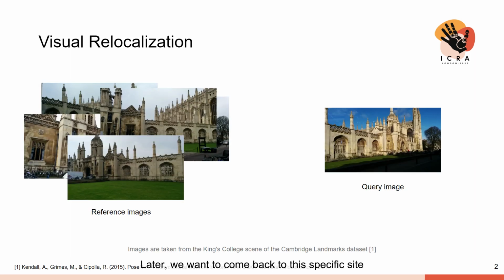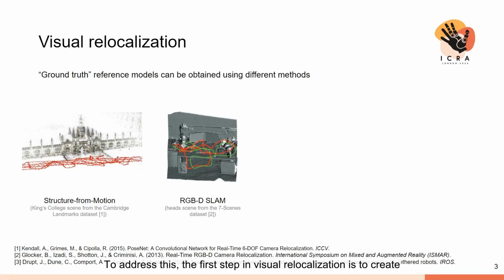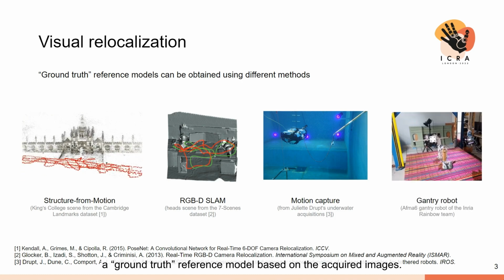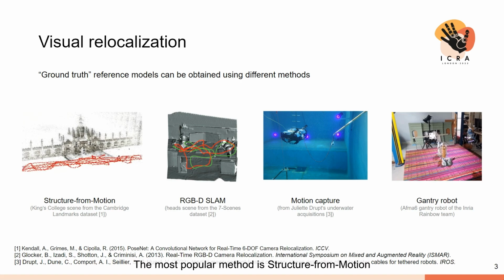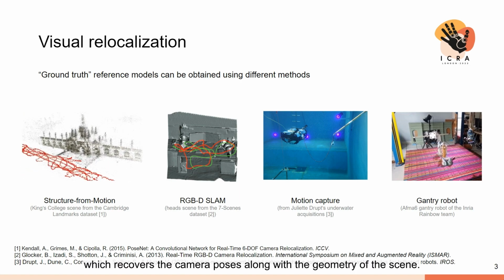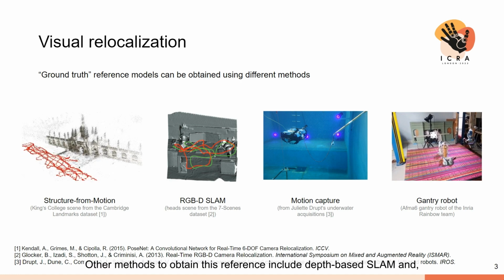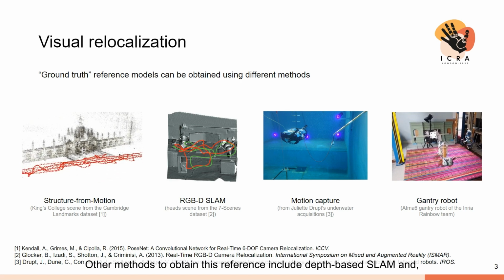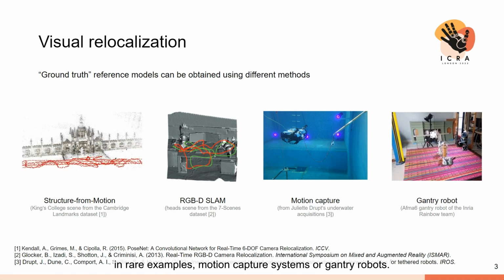Later, we want to come back to this specific site and be able to localize ourselves in this environment. We must first define a reference frame in which we will localize ourselves. To address this, the first step in visual relocalization is to create a ground truth reference model based on the acquired images. There are several ways to achieve this. The most popular method is structure from motion, which recovers the camera poses along with the geometry of the scene. Other methods to obtain this reference include depth-based SLAM and, in rare examples, motion capture systems or gantry robots.